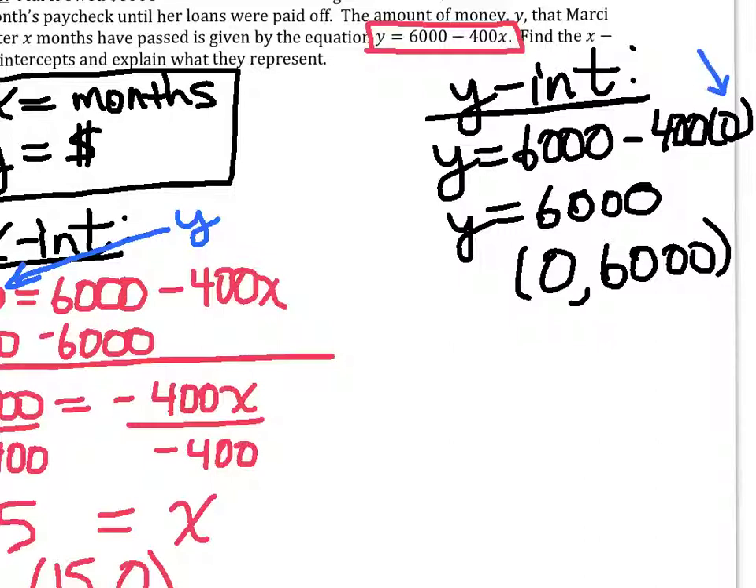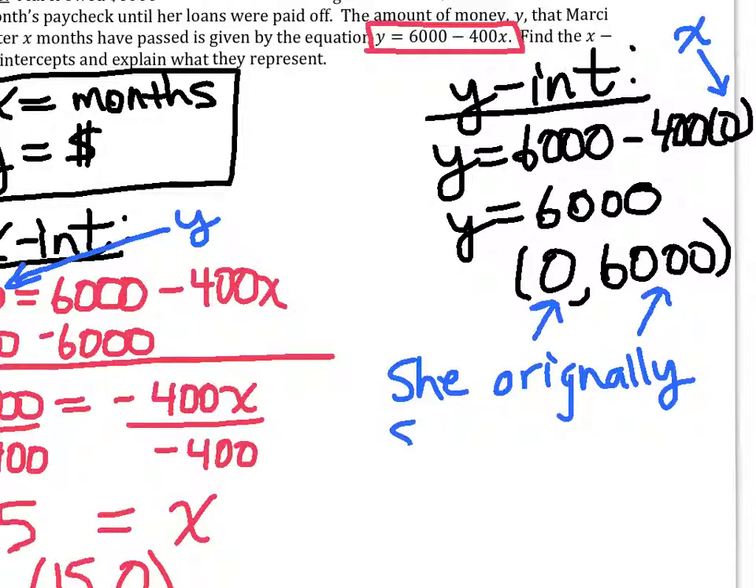All right, notice once again here that we put 0 in for x. And remember, x represented the number of months that have passed, and y represents the amount of money that she owes. So this means, right, well, after 0 months have passed, she owes $6,000, right? Well, that just means, hey, she originally owed $6,000. All right, and so what the y-intercept tells us is the original or the initial amount or the initial value of our variable y. But that's the interpretation of our x and our y-intercepts, and that is going to conclude this video.